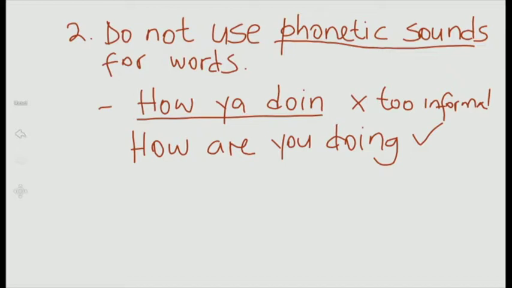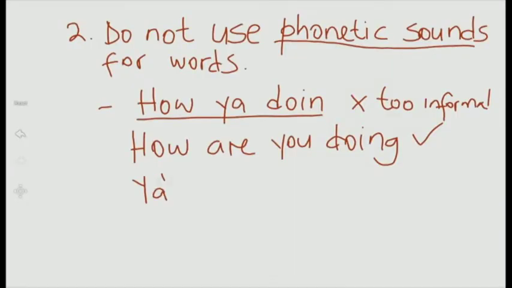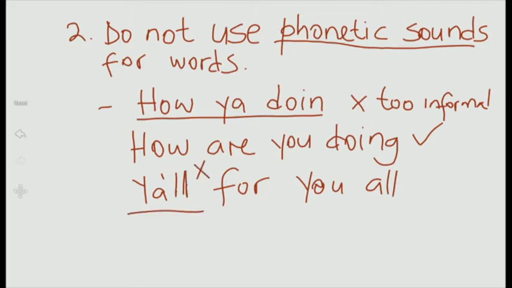It might be okay when you are speaking, when you're talking to your friend, but when you are writing, it is not acceptable. All right, so these are phonetic sounds. For example, you can say some of them, they use this one, y'all, for what? For you all. So this is not acceptable. You all is the one that is acceptable. So those are phonetic sounds that sometimes we get to use.